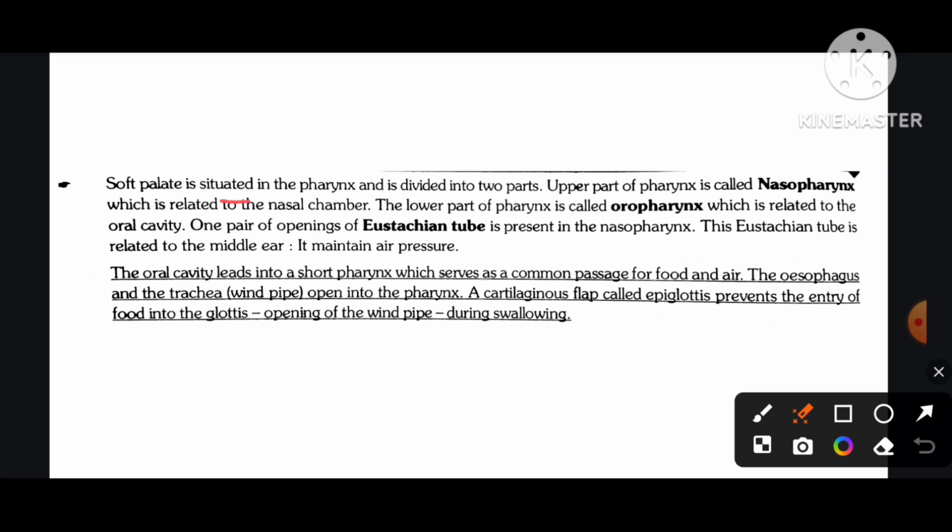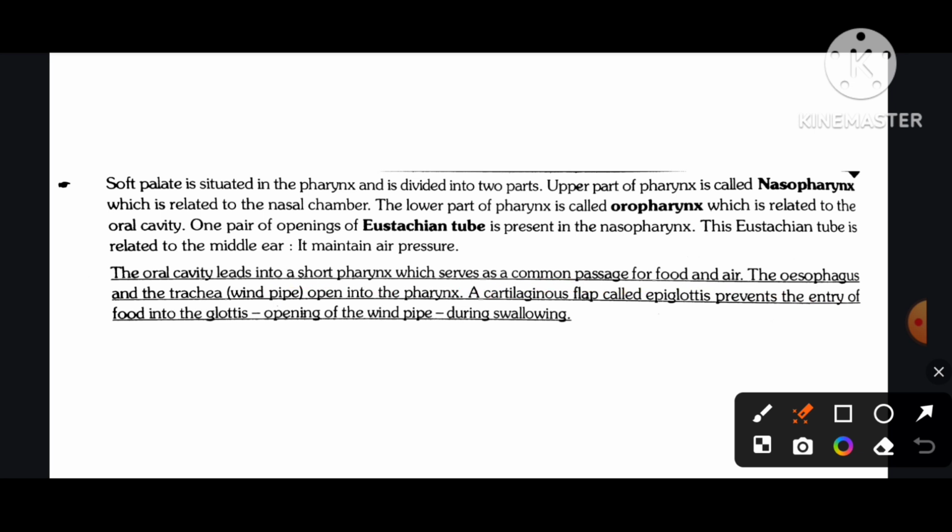Pharynx is situated behind the oral cavity and is divided into parts. The upper part of pharynx is called nasopharynx, which is related to the nasal chamber. The lower part of pharynx is called oropharynx, which is related to the oral cavity. One pair of openings of the eustachian tube is present in the nasopharynx. The eustachian tube is related to the middle ear. It maintains air pressure.